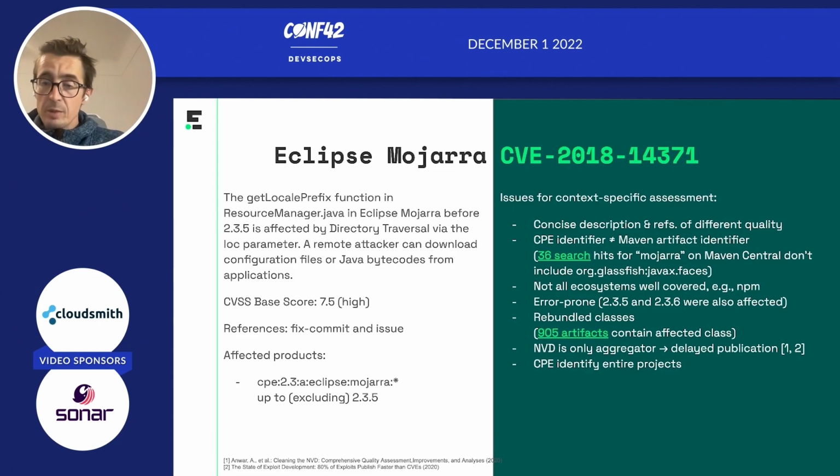And yet another problem is that those descriptions are error prone. So when we looked at this vulnerability back in 2018, we looked at the source code, the fix commit in Eclipse Mojarra's Git repository, and the bytecode. And we found that versions 2.3.5 and 2.3.6 still contain the vulnerable code. So we reported this to NVD, and they then updated the description.